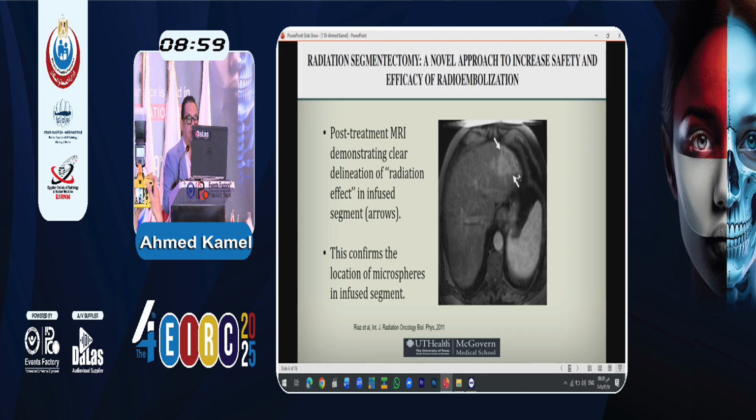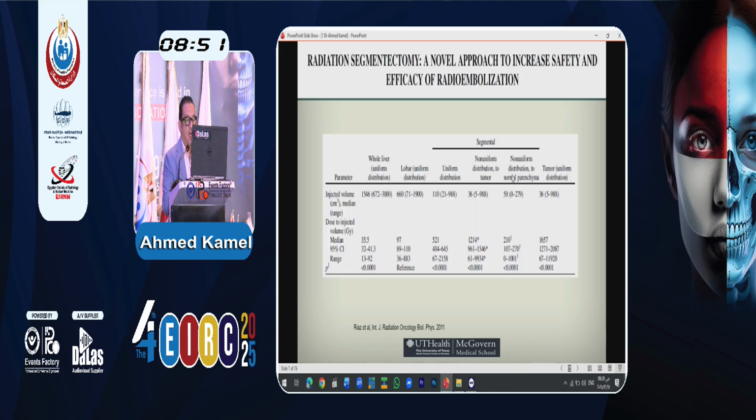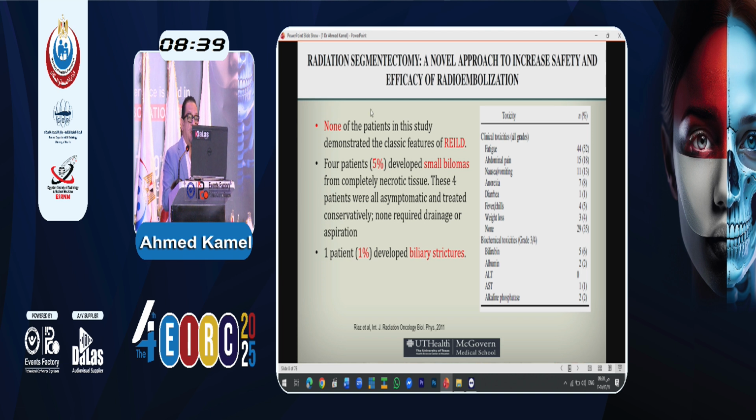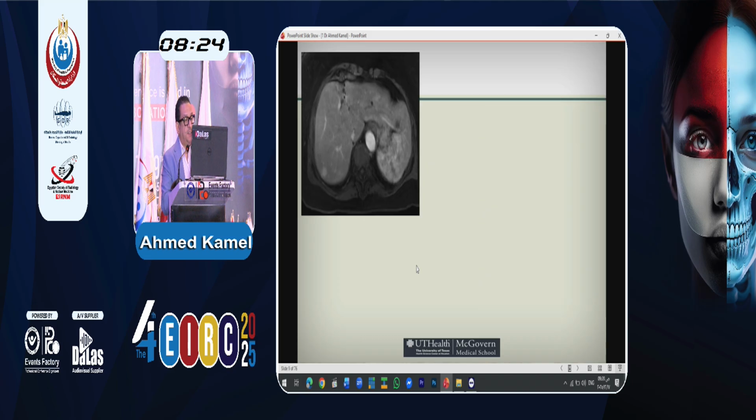You can see this triangle here has radiation-induced effects by the high dose of Y90 that was delivered in that case. This is the publication again. As you can see here, this is the dose that was given, a median dose of 521 using the single compartment dosimetry measurements. For radiation segmentectomy, in that article, there was no RILD for these patients. Only 5% of the patients had small bilomas, which were asymptomatic, and only 1% had biliary strictures from this high dose of Y90.